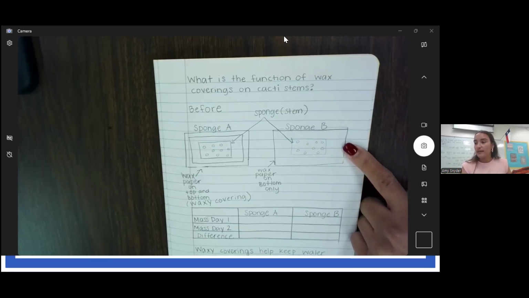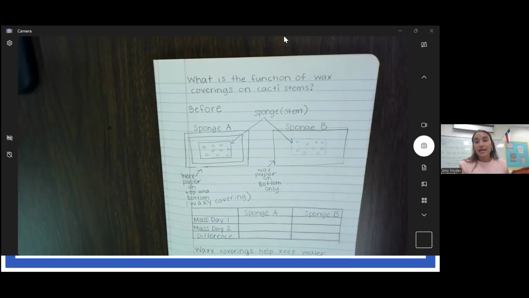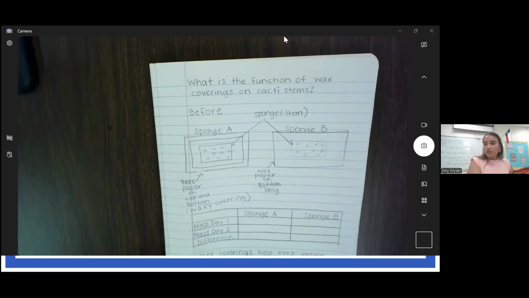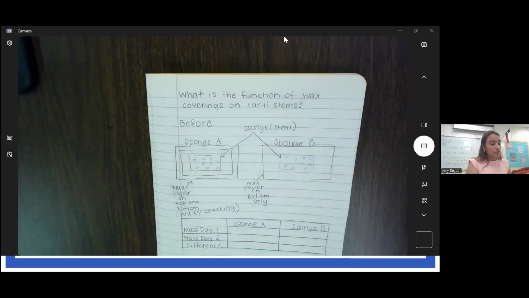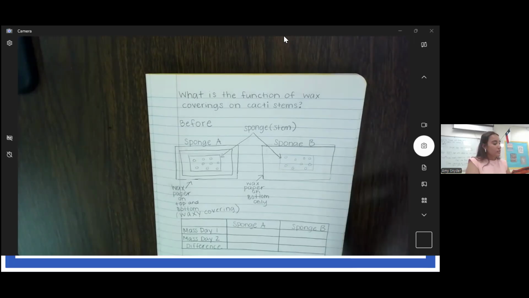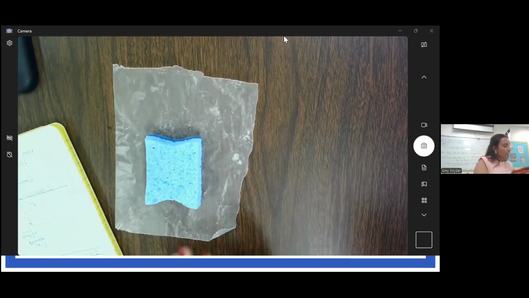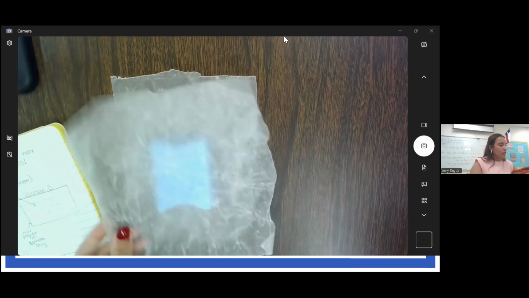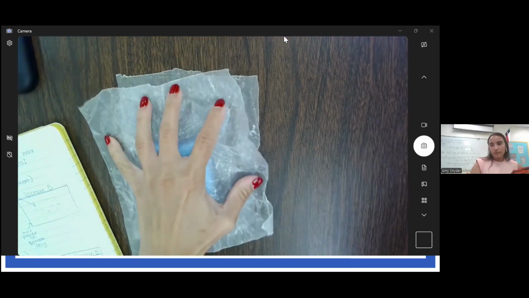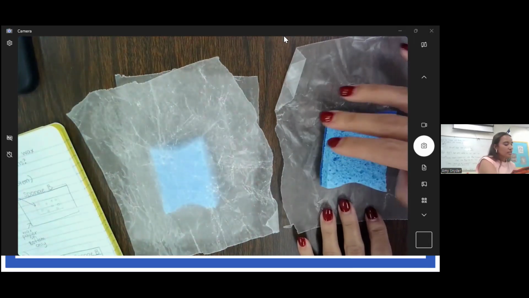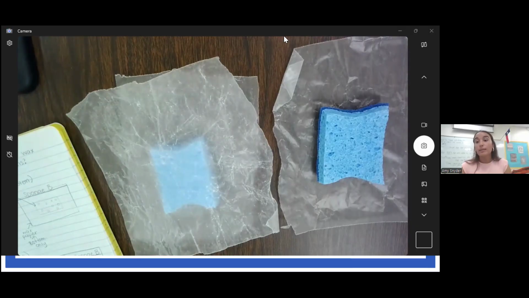So we have sponge A and we have sponge B. You would tell the students that in our model, our sponge represents the stem of the cacti, and our wax paper is going to represent the waxy coverings. Okay. So the before picture is just the sponge and the waxy covering. It's going to look like this. Sponge A is going to have the waxy covering on the top and on the bottom, and sponge B is just going to have the waxy covering on the bottom only.